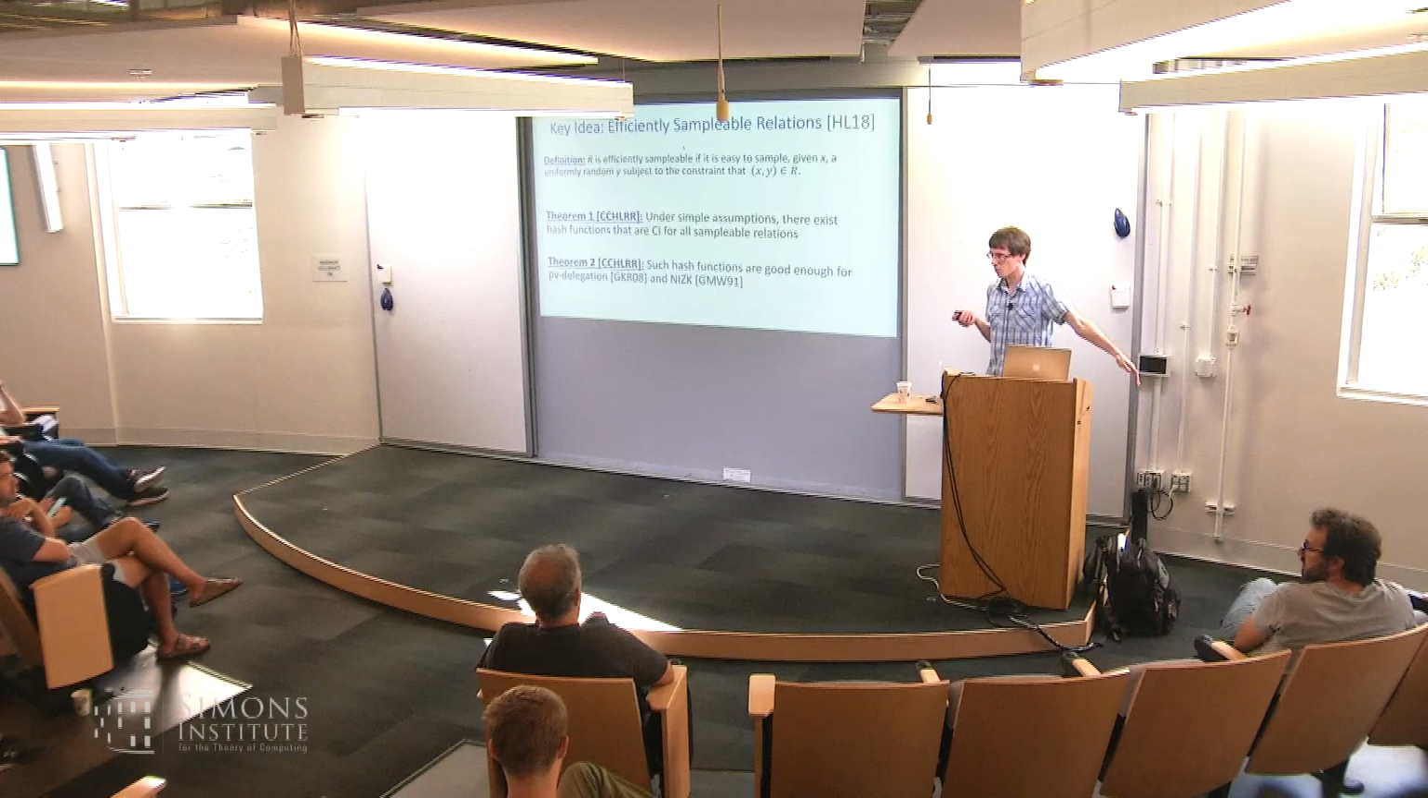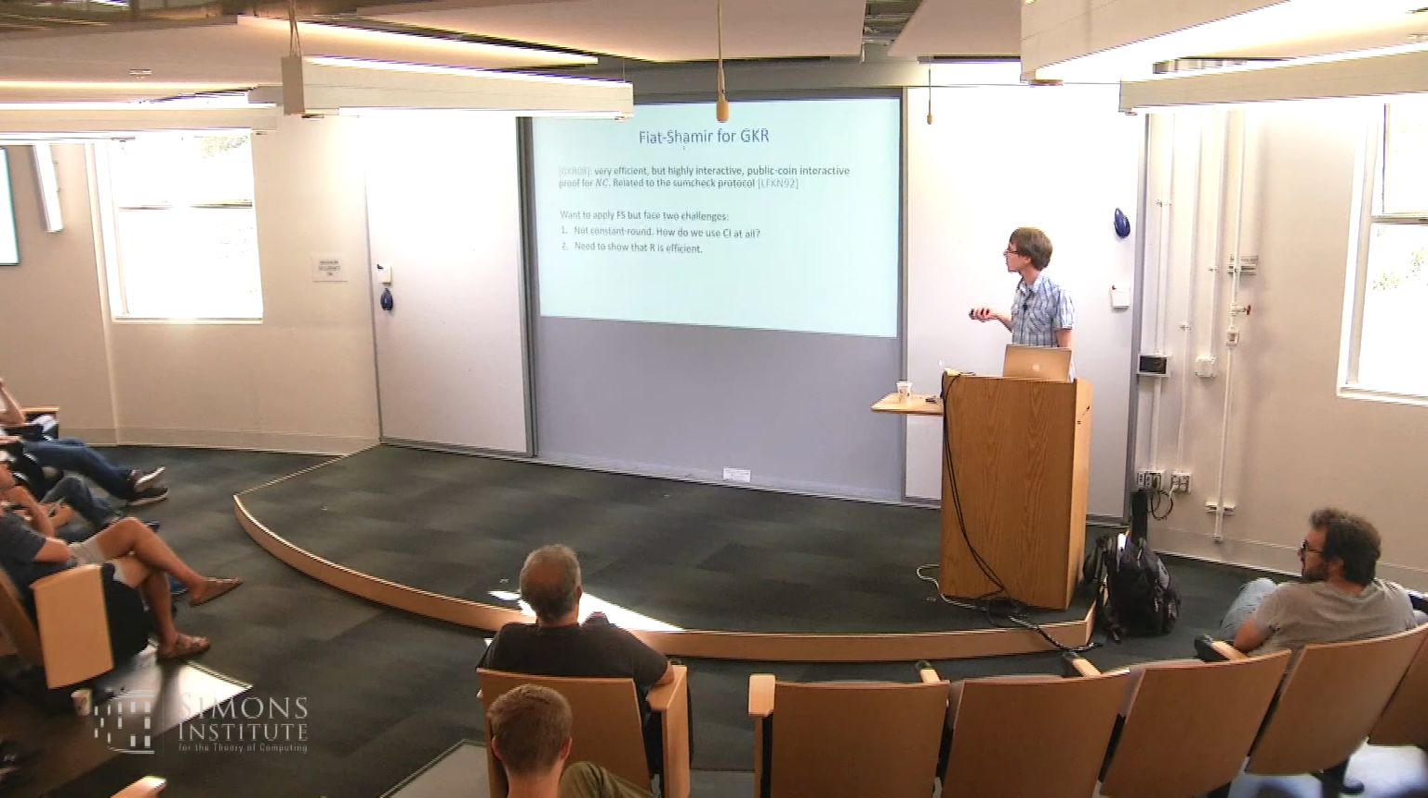Okay. Yes. So very quickly, I want to say a little bit about the delegation result before moving on, because I said we do Fiat-Shamir for the GKR protocol, which is this nice, think of it as a sum-check based protocol to do delegation for bounded depth computation. But there are already some worries. Namely, this is not a constant round protocol. It's a super constant round protocol. So already you have to worry about whether Fiat-Shamir even makes sense in this setting.